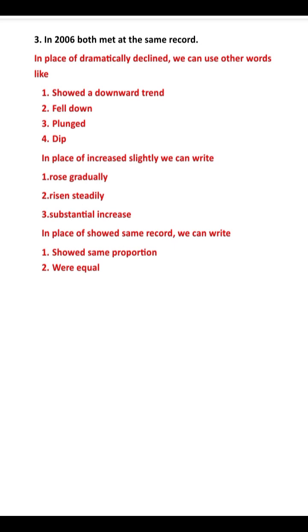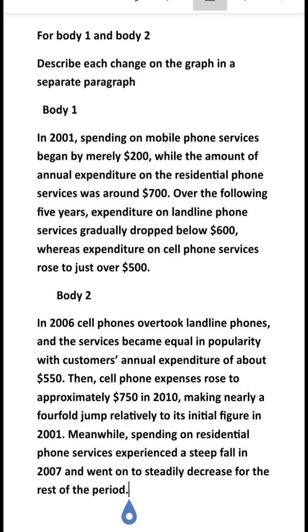In place of dramatically declined, we can use other words like: 1. showed a downward trend, 2. fell down, 3. plunged, and 4. dip. Similarly, in place of increase slightly, we can write rose gradually, risen steadily, substantial increase. In place of showed same record, we can write showed same proportion, were equal. We have completed the introduction and overview part.